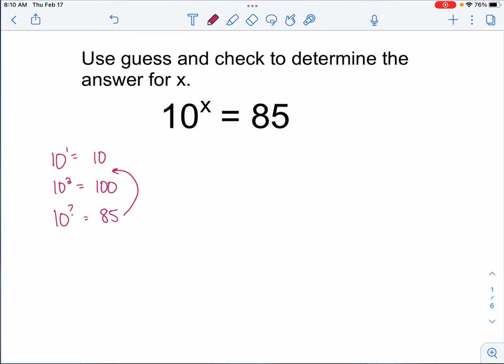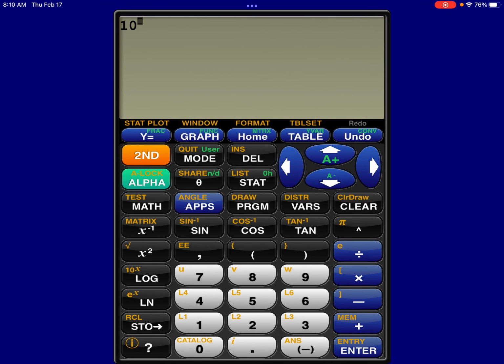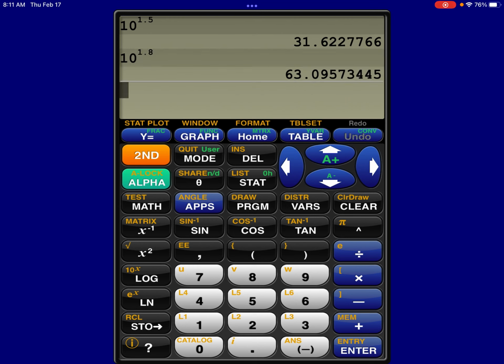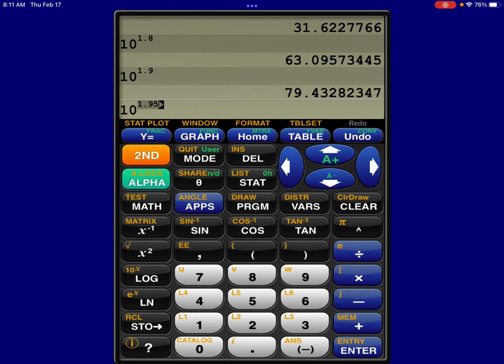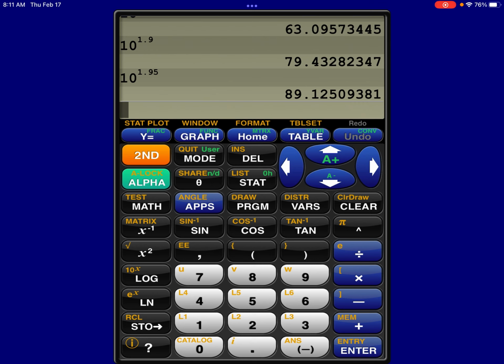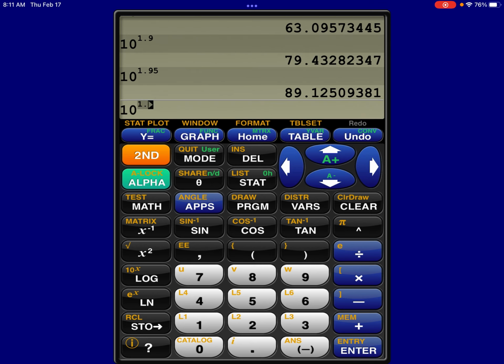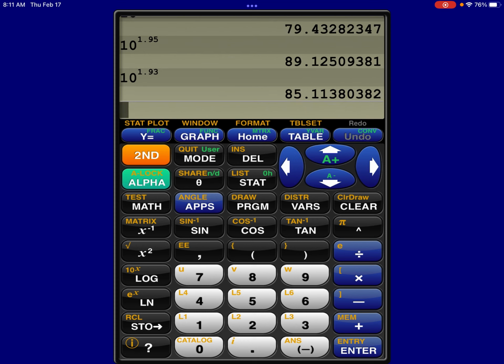So here's what I would do. I would grab a calculator, and I would do 10 to the, let's try 1.5. That's not 85. Let's try 10 to the 1.8 maybe. Still too small. All right, 10 to the 1.9. Still too small. Then you can keep doing this. I'll go 1.95. We're a little too big, so now 10 to the 1.93. That's pretty close, right? It's 85.11, but it's not exactly 85.